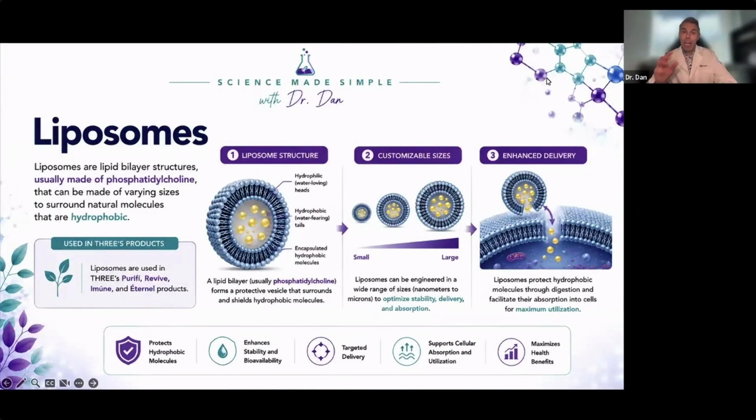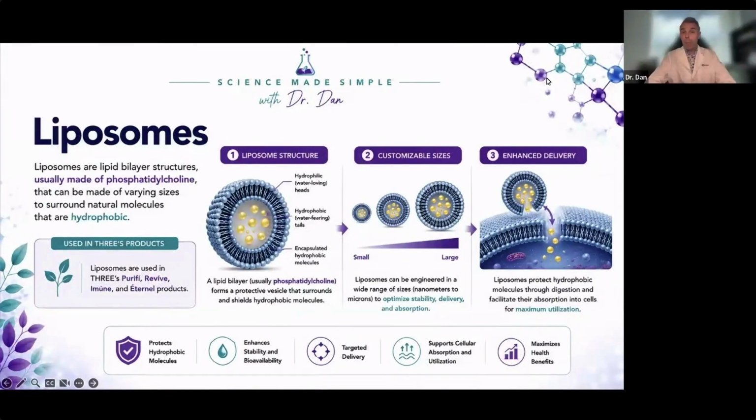Molecules that are hydrophobic, that don't like water, could sit right in that pocket inside that bubble, and it's a great way to deliver molecules. We use liposomes in our Purify, Revive, and Immune and our Eternal products. So you can see it's one of our go-to strategies. We like it. The science is well known.